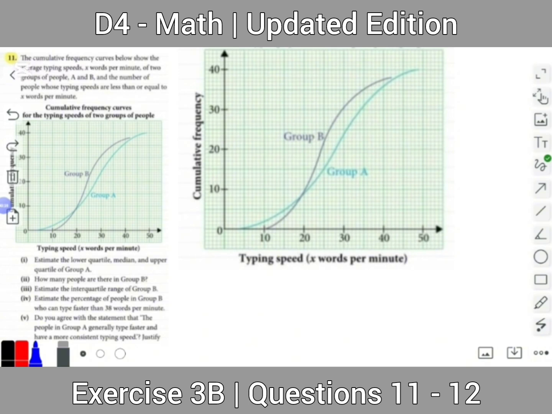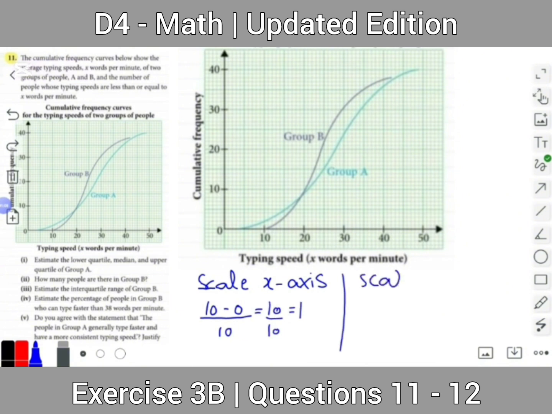Now in part 1 we have to estimate the lower quartile, median and the upper quartile of group A. For this, first we have to understand the scale along the x-axis and y-axis. The scale along the x-axis can be found by subtracting the first 2 points scaled along the x-axis, and those are 0 and 10. So 10 minus 0 divided by the total number of squares between these 2 points, and that is 10, so it will be equal to 10 over 10, which is 1. So each square unit along the x-axis is equal to 1.